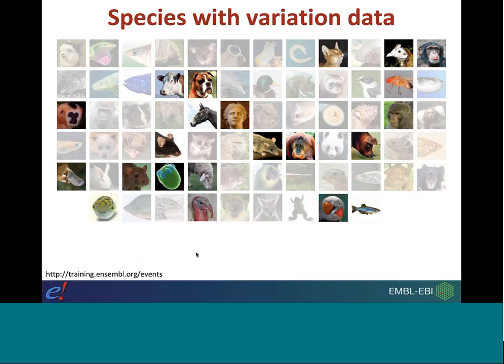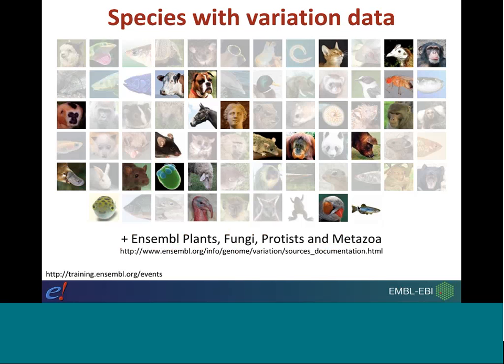So in Ensembl, we get variation data for a number of species. You can see all of the species highlighted here have variation data. I imagine you guys, having spoken to you a bit before, are most interested in human, and then perhaps some of the other model organisms as well, like mouse and rats and zebrafish. And these species all have variation data. There's also obviously variation data for many species in the Ensembl Genomes project, which includes plants, fungi, protists, and metazoa as well.